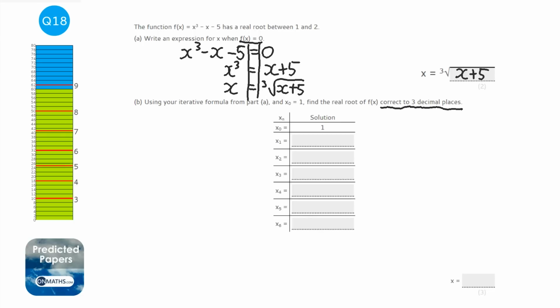So it always will give you a first one, the x0, the first one to try. And all you're going to be doing is putting that one into this formula here.